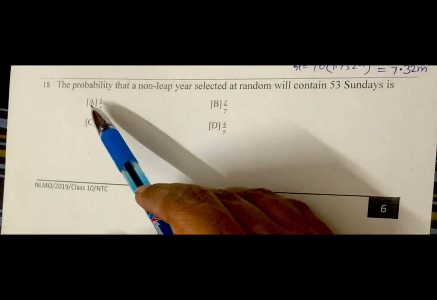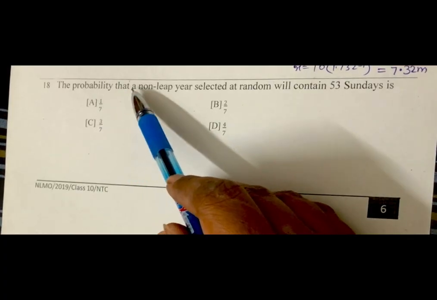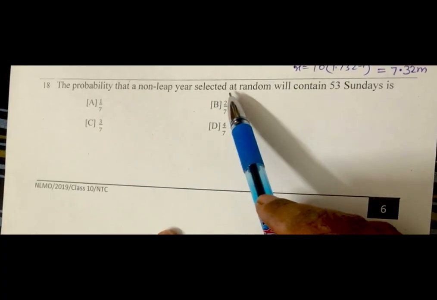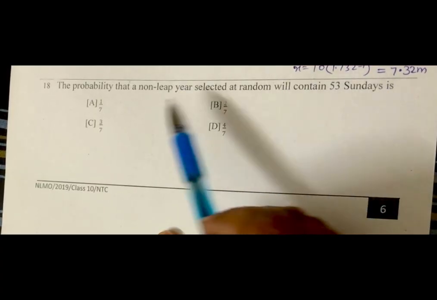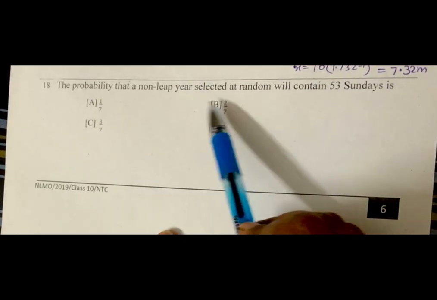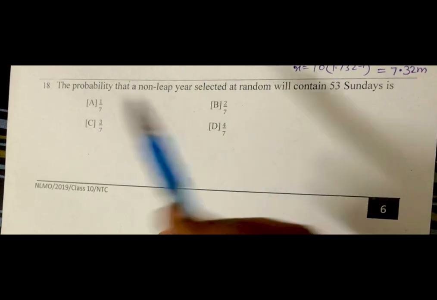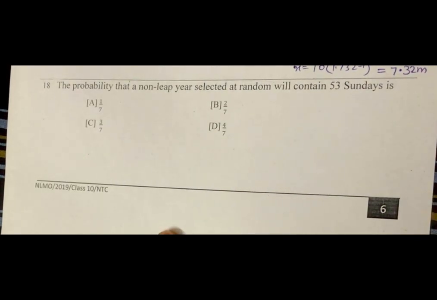Now look at question number 18. The probability that a non-leap year selected at random will contain 53 Sundays is option A 1 by 7, option B 2 by 7, option C 3 by 7, and option D 4 by 7.